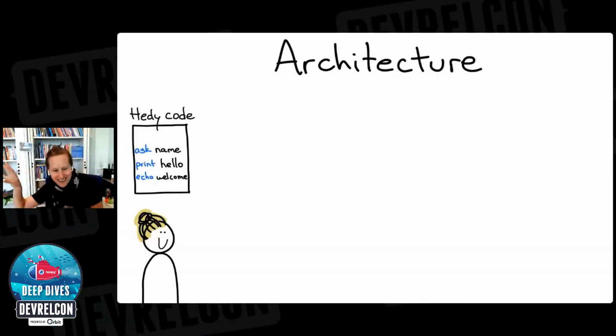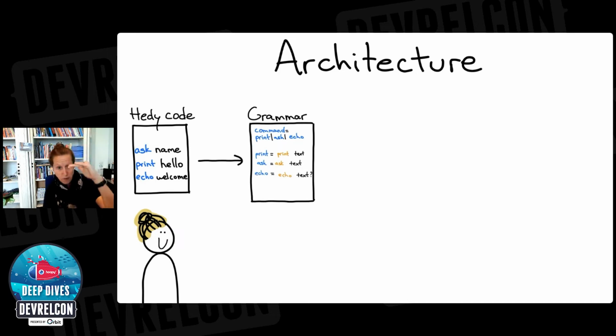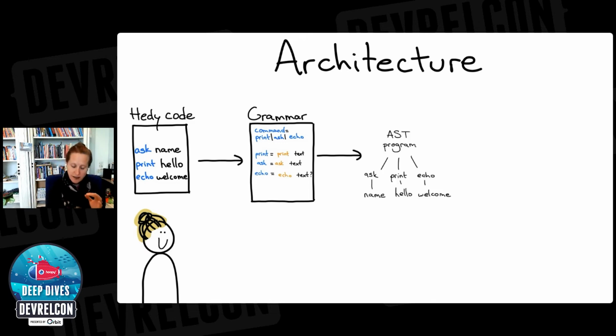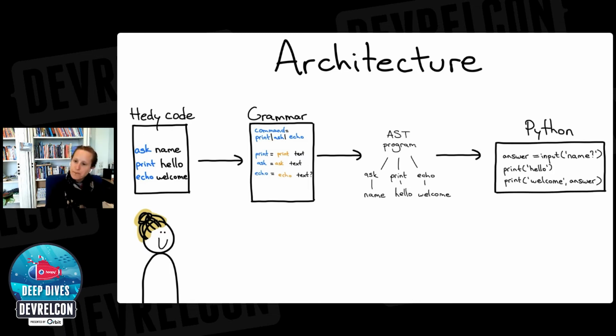Just to give you a sense of how it all works. Of course, we can only be very brief, but the idea is that we have Hedy codes, as you see here, that we describe with a grammar. So it says you can have print, it's a keyword print, and then text. So we describe what the language looks like. That creates an AST, an abstract syntax tree. And then we generate Python in the end.